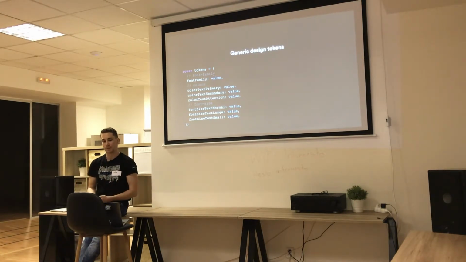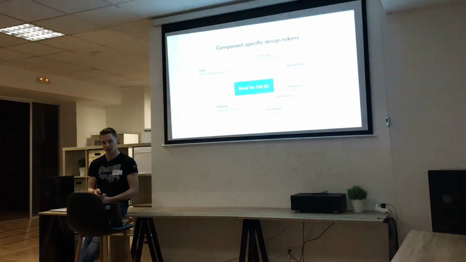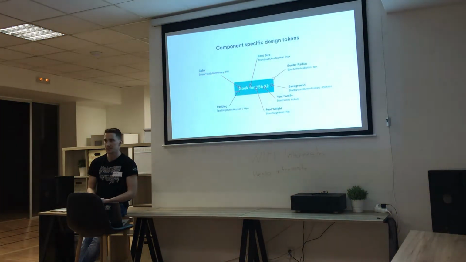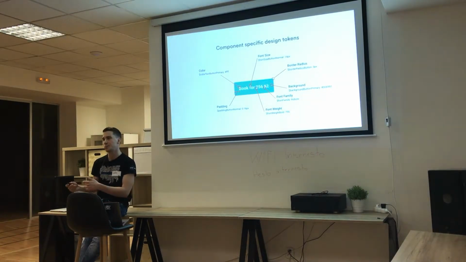The second type are component-specific design tokens, and they are defined for each component. And it means that we are able to change our button from one place with one commit, if I can say so. And we don't have to change anything else in React Native or a different platform.